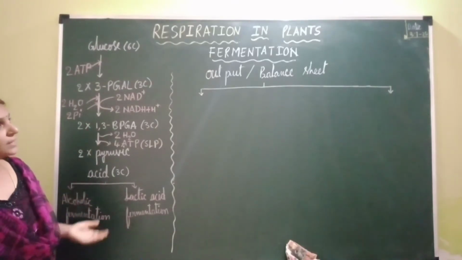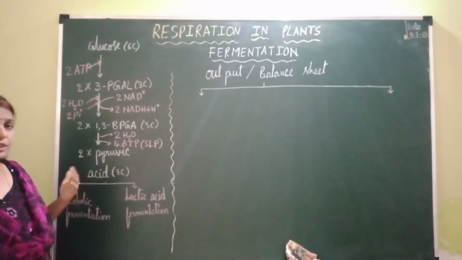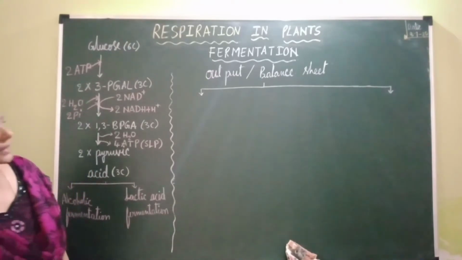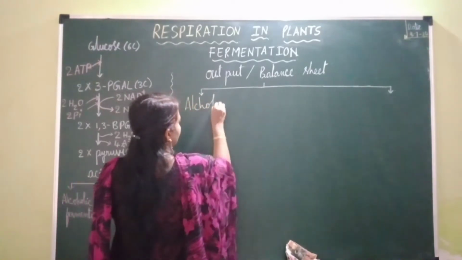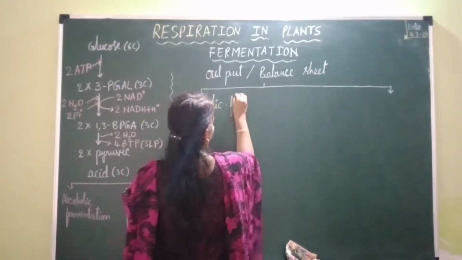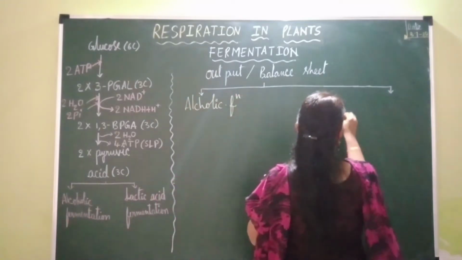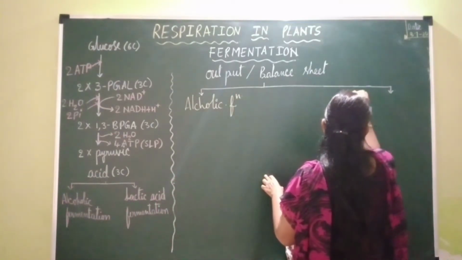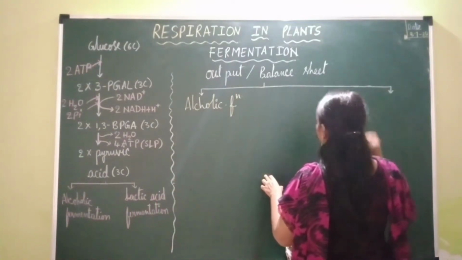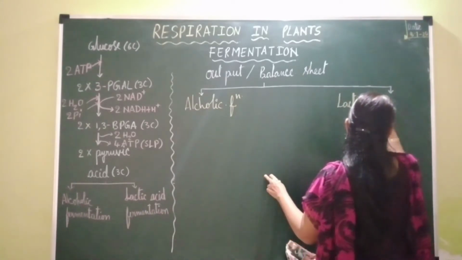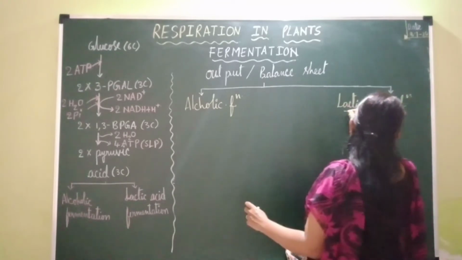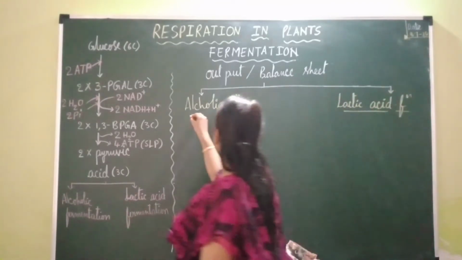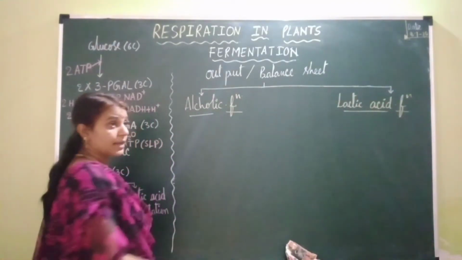Now let's study the balance sheet or output of fermentation in case of both alcoholic fermentation and lactic acid fermentation. With respect to the release of energy, that is ATP, and carbon dioxide and water.